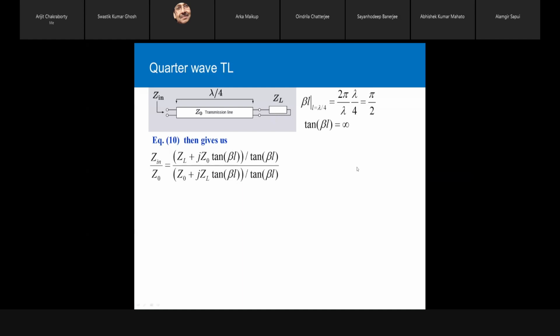Why should I do this? Because I cannot put infinity in the numerator. So I want to put it in the denominator. So this simple manipulation is required. And tan beta L is equal to like this.